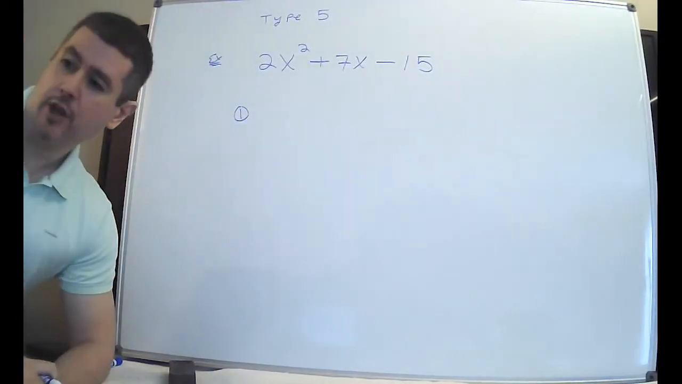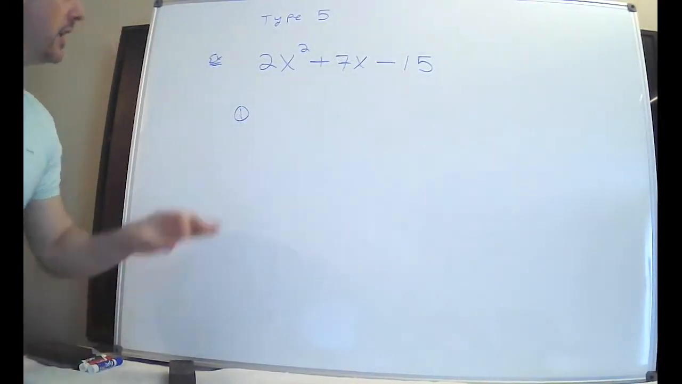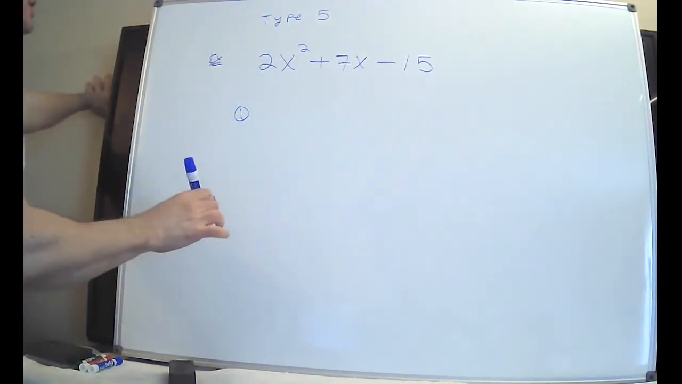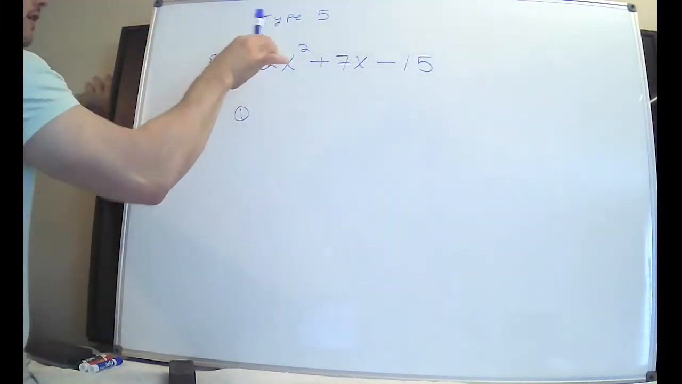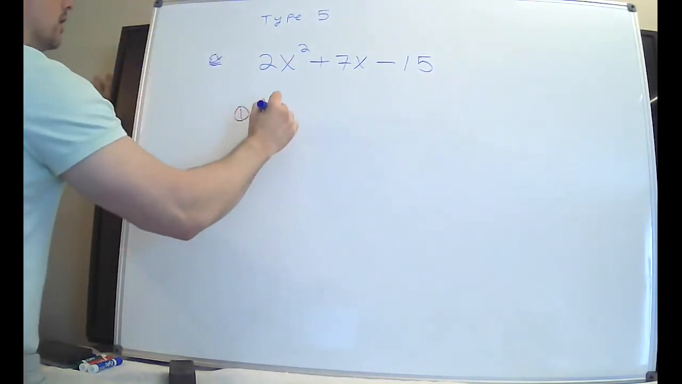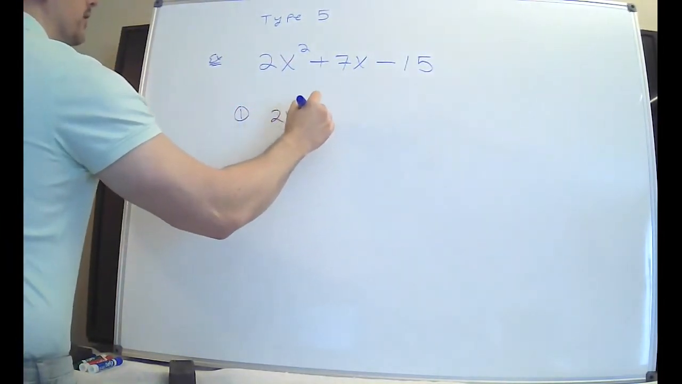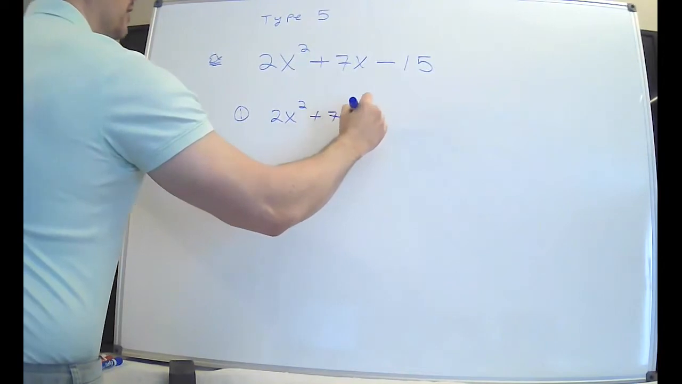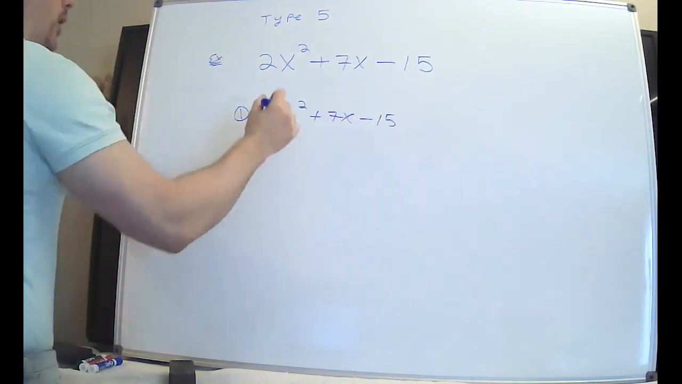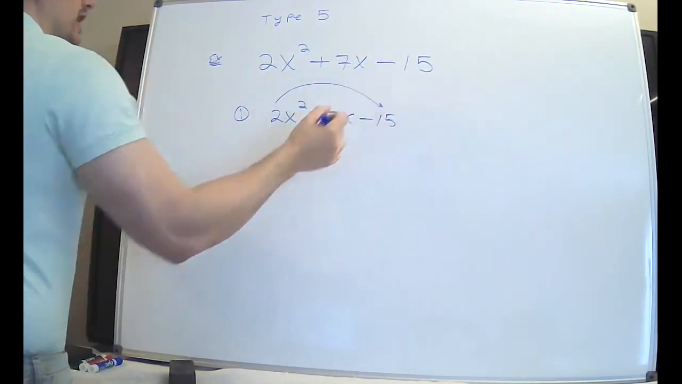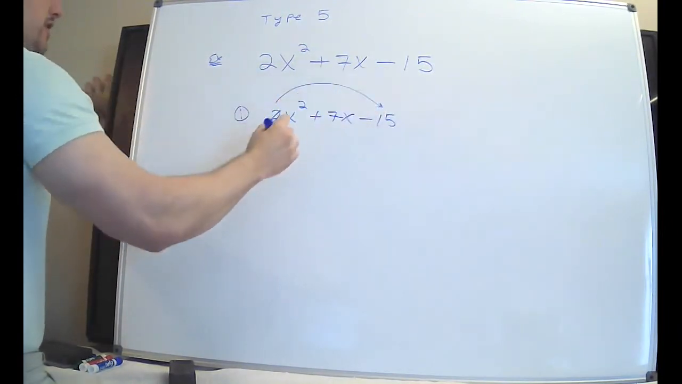Okay, this is type 5, the non-monic trinomial. So we're going to do this two ways. We're going to use the little trick that we learned in class, or we're going to do grouping. Grouping I will do at the very end, so if you don't want to see it, then you can just stop watching at that point. The trick said to take the first number and move it to the end.